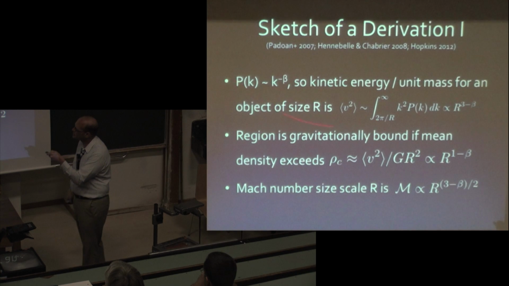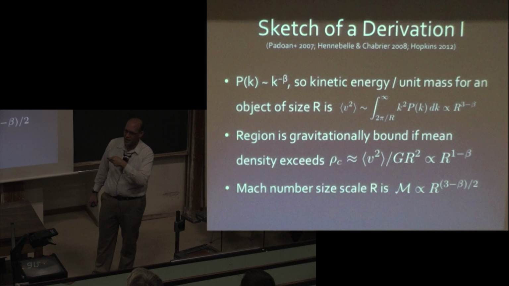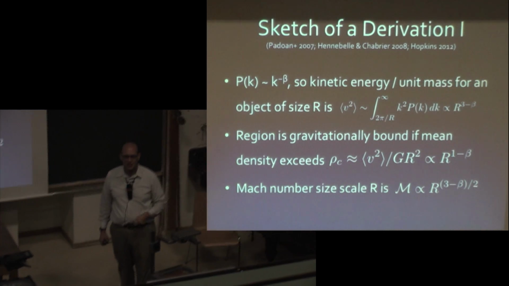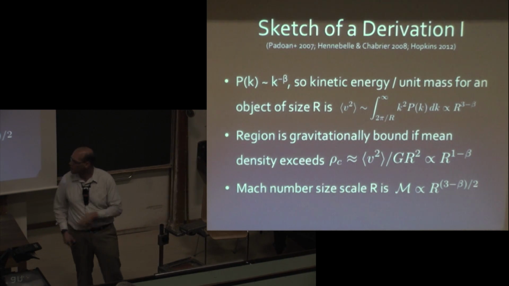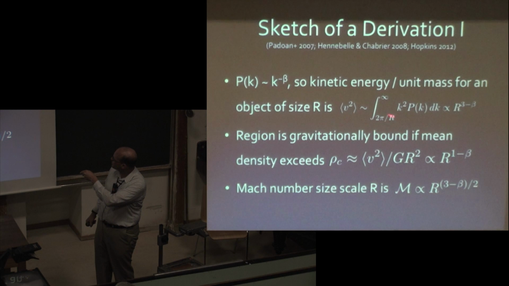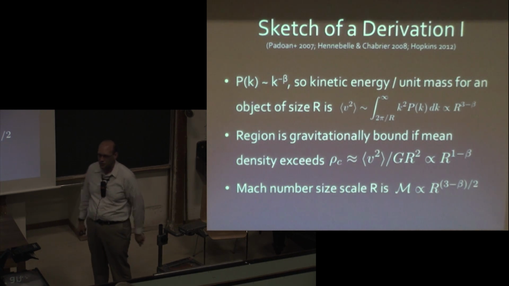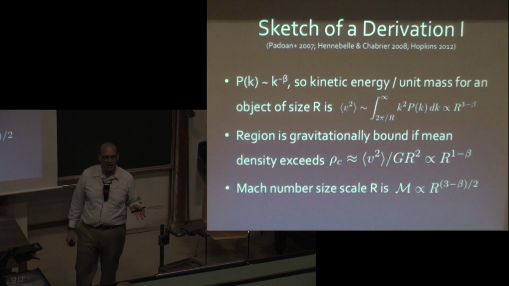So the story is as follows. The kinetic energy per unit mass for an object of a characteristic size r, I can get just by integrating the power spectrum. I just integrate all the modes that will fit inside that region. So I integrate from 2 pi over r to infinity, and I get r to the 3 minus beta, where beta is the negative power spectrum. All right, that's the kinetic energy per unit mass.